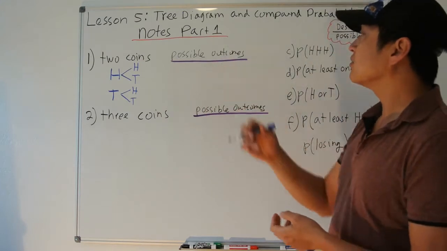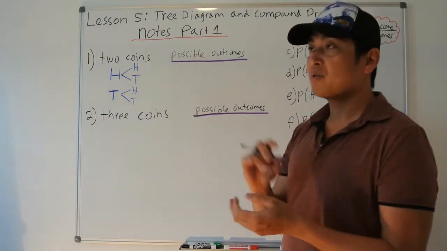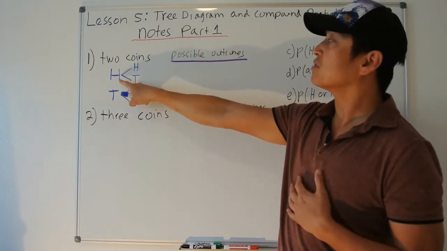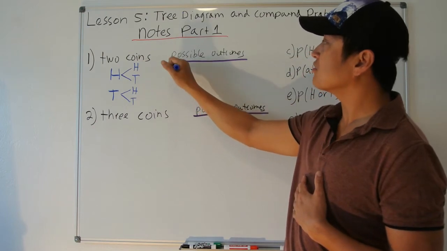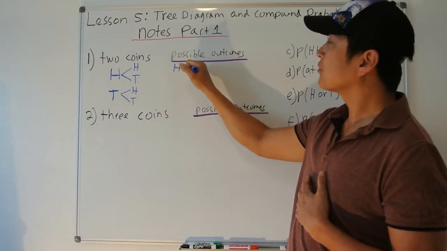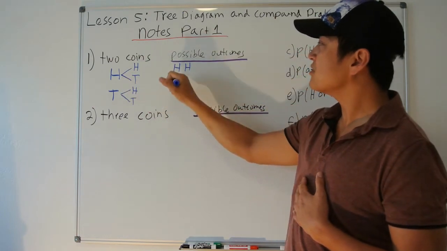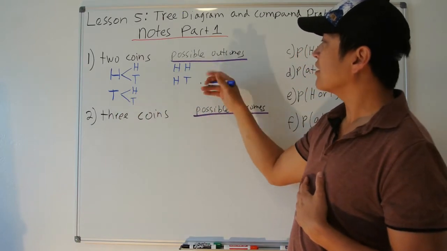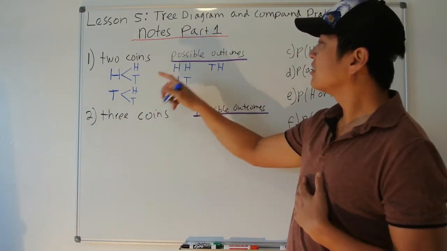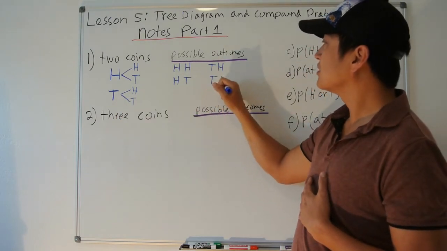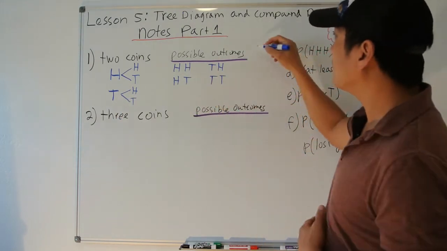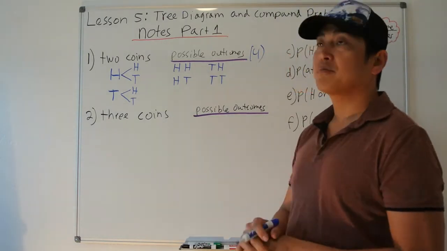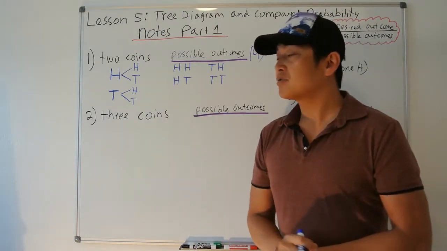For the possible outcomes, you just have to go back and look at your tree diagram and write down your combos, following the branches. Heads points to heads, so that's your first option. Heads and then tails. Tails and then heads. And then tails and then tails. So the possible outcomes, and there are only 4 of them. You should know how to get that: 2 times 2. Alright, let's go to 3 coins.